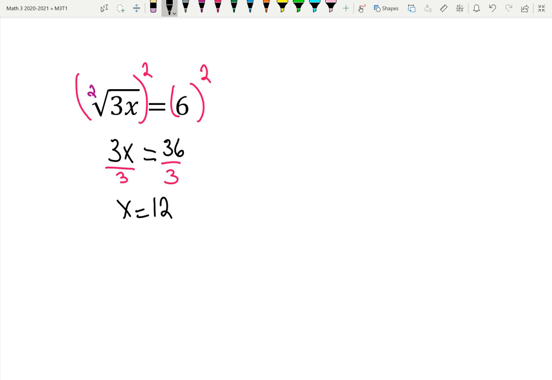Now, I want to make sure that this is a real solution. So what I need to do is my check. I'm going to substitute x in. What is x? 12. So I'm going to take the square root of 3 times 12, which is the square root of 36, which is 6. Yes. Don't skip the check.